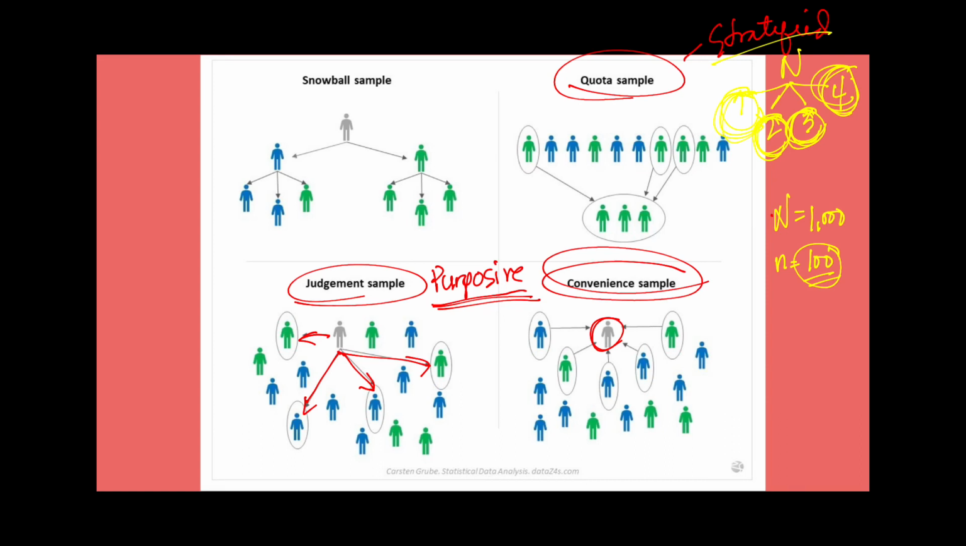And next we have snowball sampling. Snowball sampling can also be considered a purposive sample, but instead of the researcher just seeking out the participants in the study, the participants also refer to the researcher the next participants.